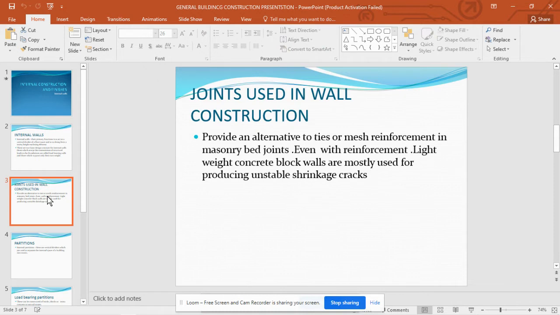So we are going to look at joints used in wall construction and internal walls. The joints provide an alternative to ties or mesh reinforcement in masonry bed joints. Even with reinforcement, lightweight block walls are mostly prone to unsightly shrinkage cracks.